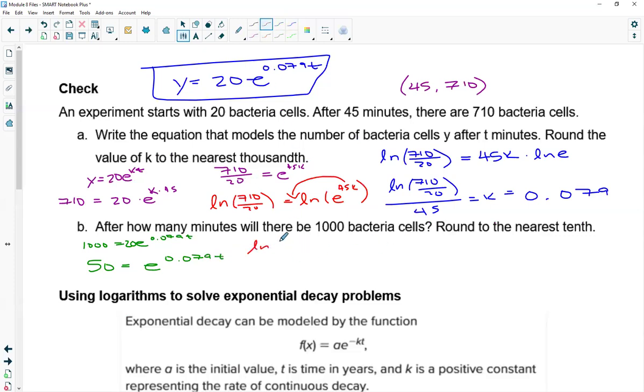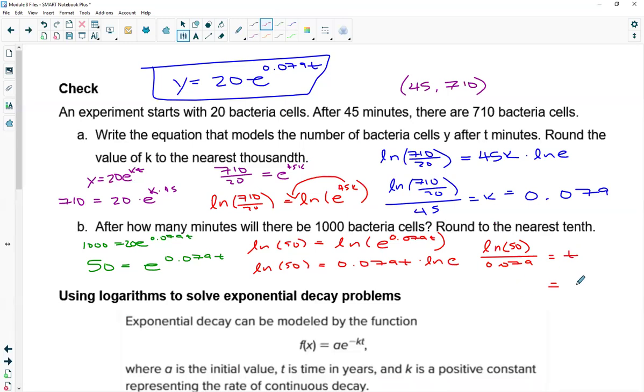So I'm left with the natural log of 50 equals the natural log of e to the 0.079t. Bring that down. We've got the natural log of 50 equals 0.079t times the natural log of e. That's just 1, so that goes away. Let's divide by 0.079. The natural log of 50 divided by 0.079 will be equal to t. So we get that t in this case will be 49.5, to the nearest tenth, so 49.5 minutes.